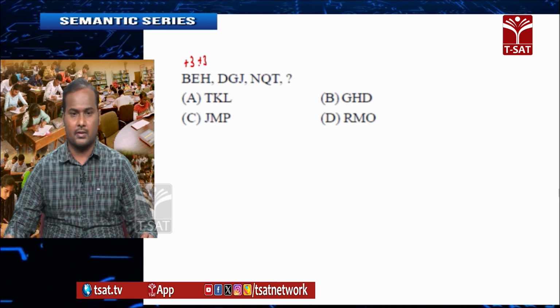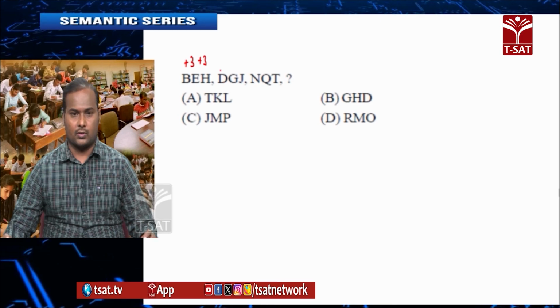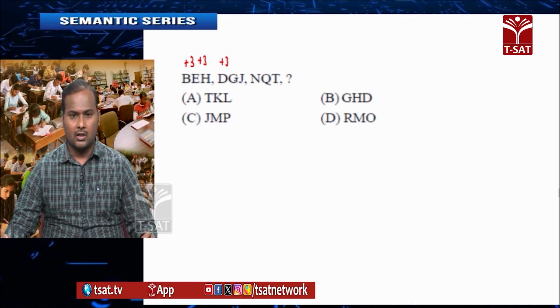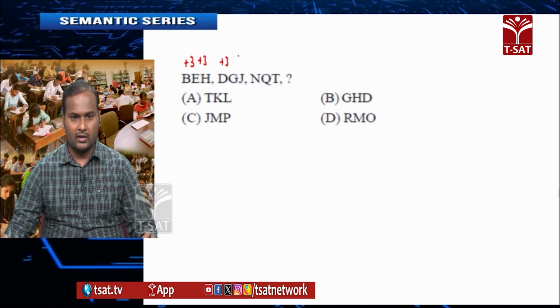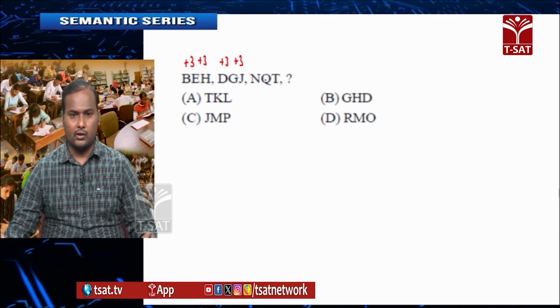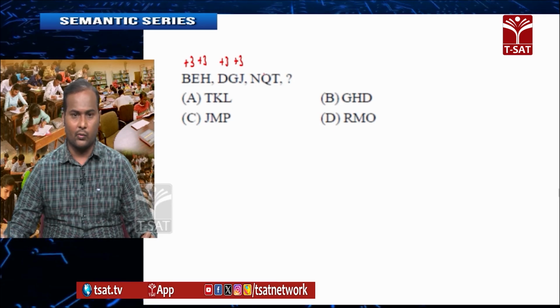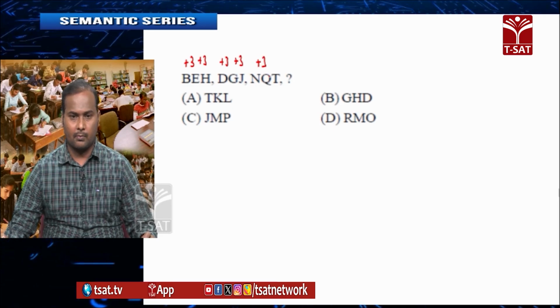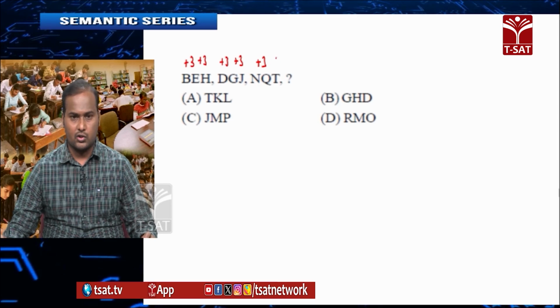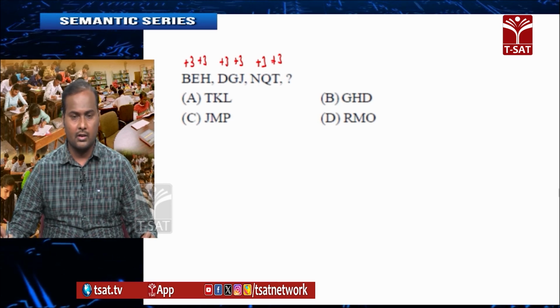So, plus 3, plus 3. In the same way, check the next one. D to G, it is increasing by plus 3. Again, G to J, here also it is increasing by 3. In the same way, N to Q, N is 14, Q is 17, so it is increasing by plus 3. And Q to T, Q is 17 and T is 20, here also it is increasing by 3.